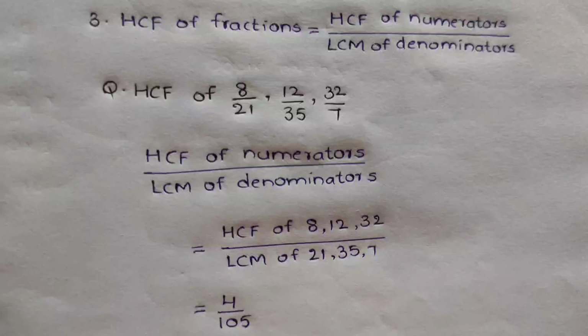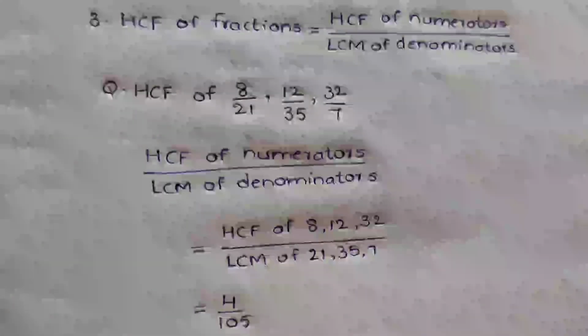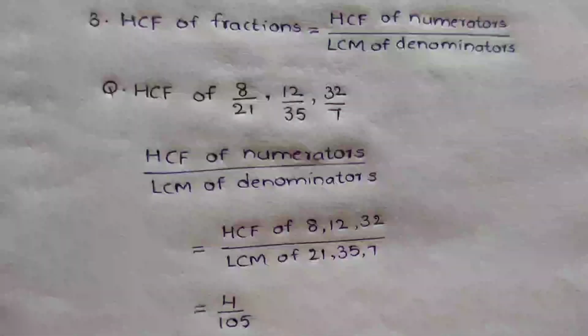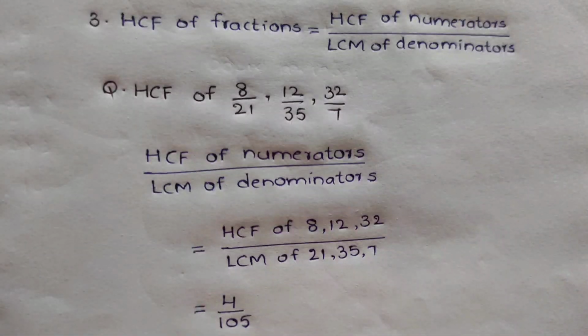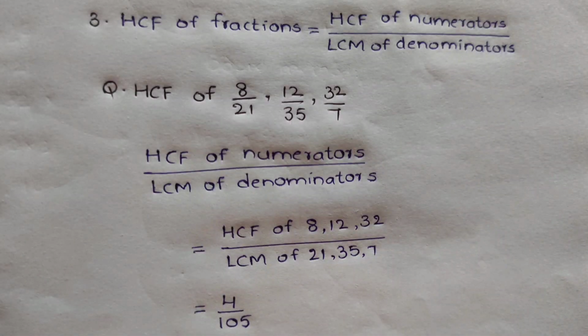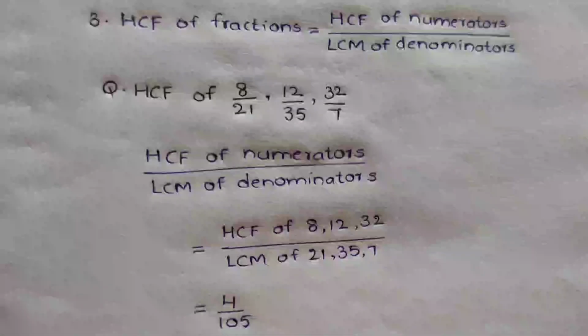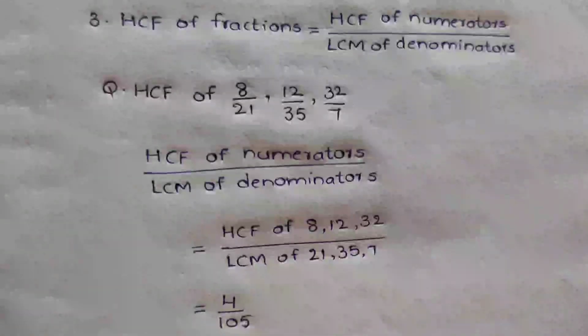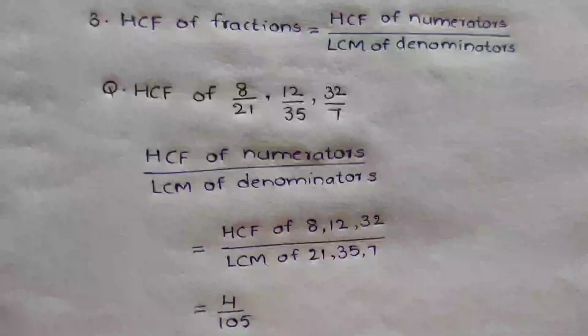Here I am using the basic method for 21, 35, 7. 7 3s are 21, 7 5s are 35, 7 1s are 7. If you multiply 7 into 3 into 5, you get 105. So this is the LCM of 21, 35 and 7. So the HCF of 8 by 21, 12 by 35, 32 by 7 is 4 by 105. I hope it is very clear for you.